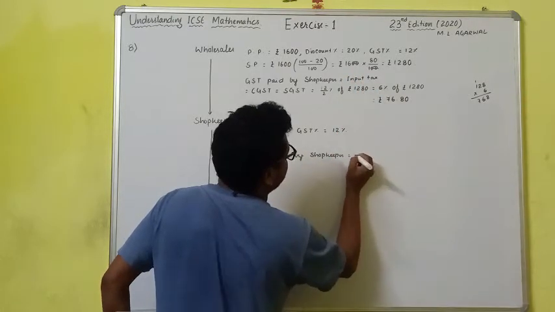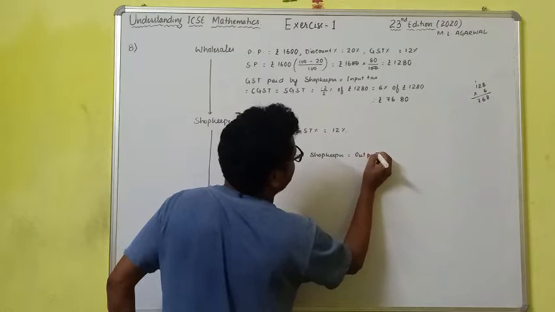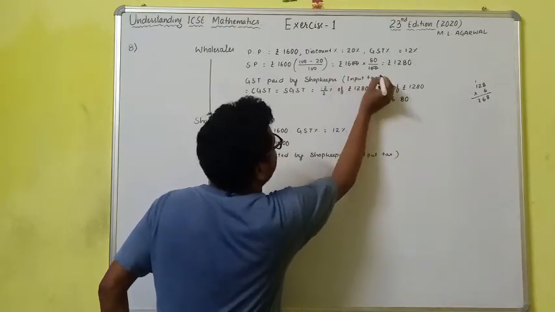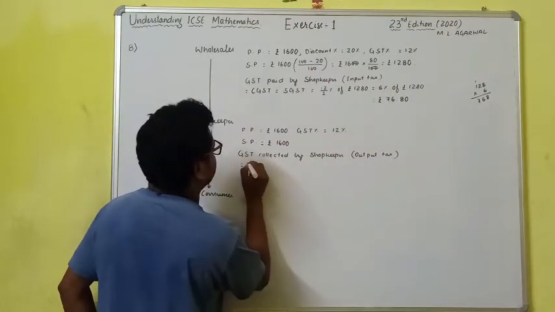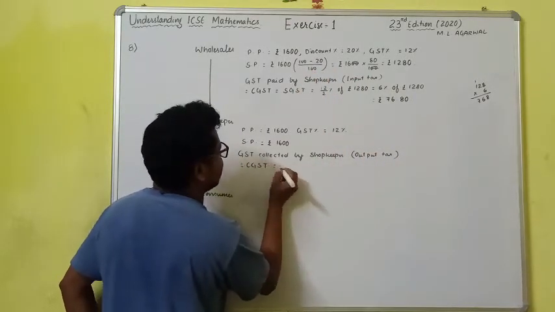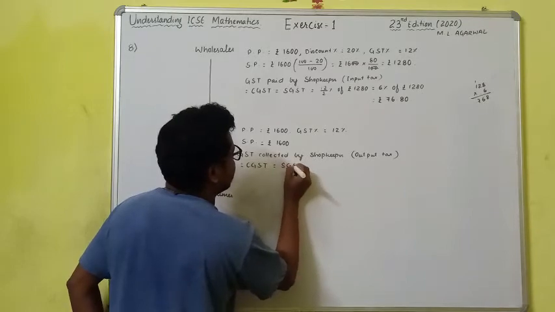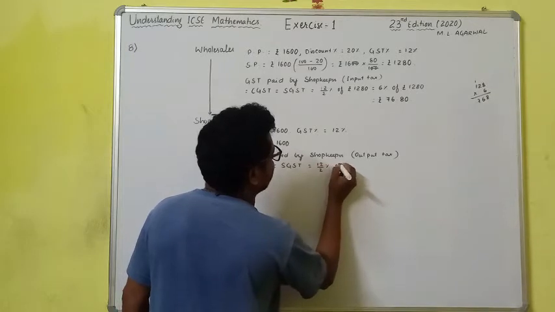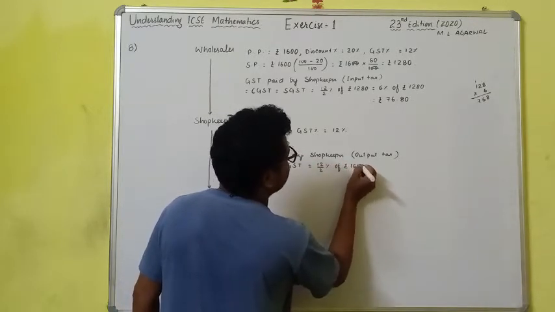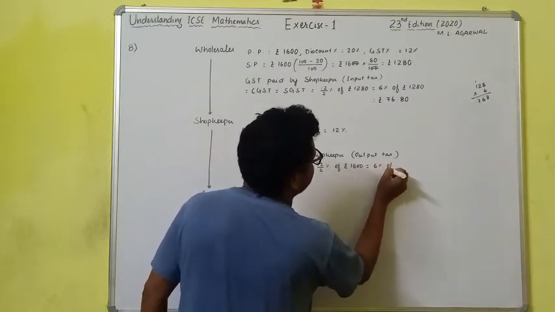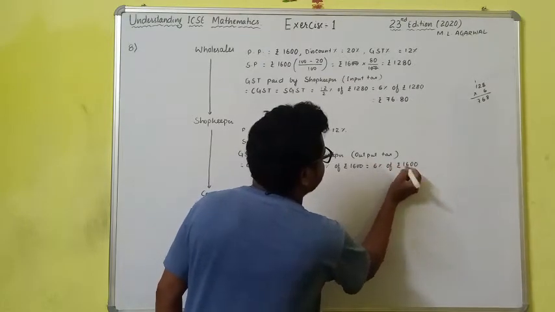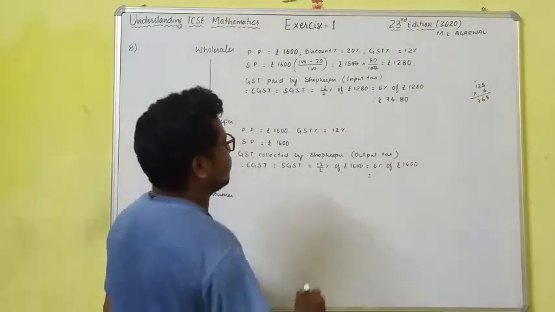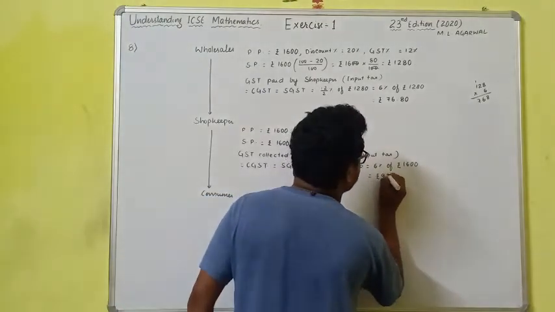Here it will be called output tax. Here it will be called input tax. Then it will again be CGST, as it is an intrastate transaction. So here you have to calculate both. Again 12 by 2% of rupees 1600, so it would be 6% of 1600. So calculate 16 times 6, I think it will be 96. So it will be 96 here.